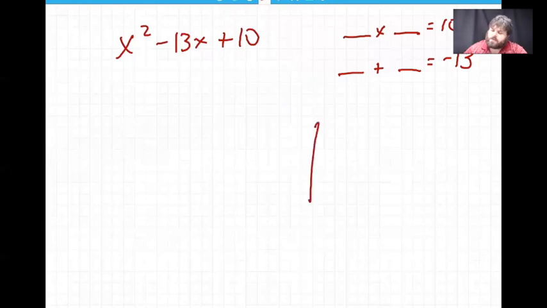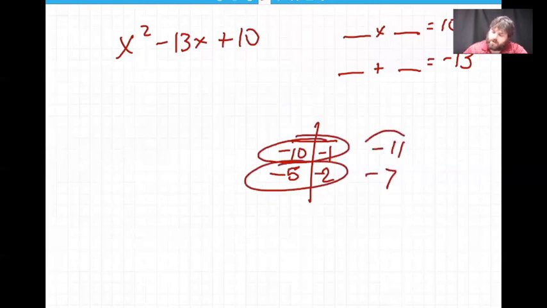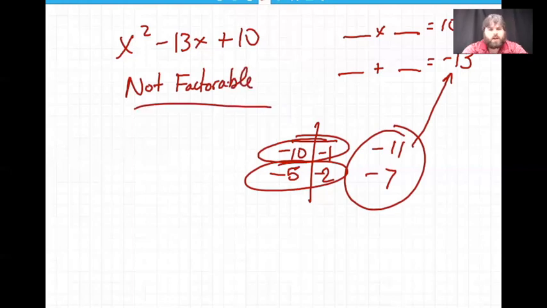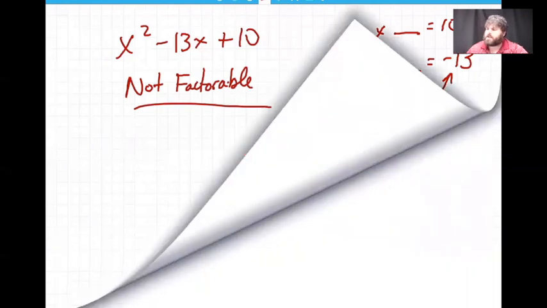So let's look at all the factors of 10. All right, we have 10 times 1, we have 5 times 2. Those are the only factors. Remember, they both have to be negative. So these combine to make negative 11. These combine to make negative 7. Do either of those make negative 13? No. Well, those are all the factors of 10. That means this thing is not factorable. Sometimes you get where they don't factor, and that's okay. There's other strategies to solving this thing other than factoring.